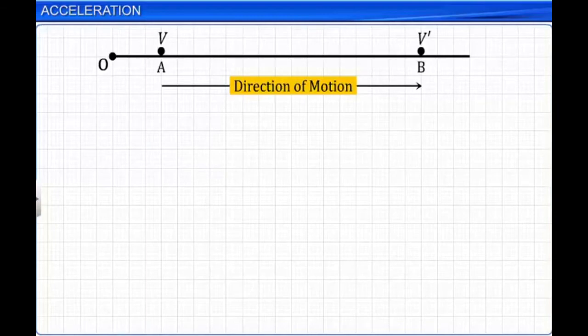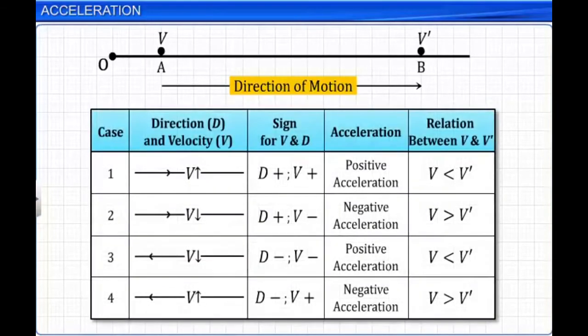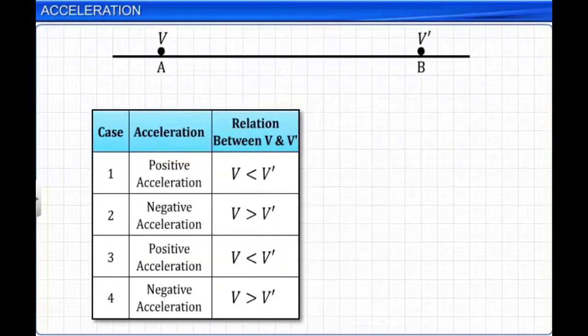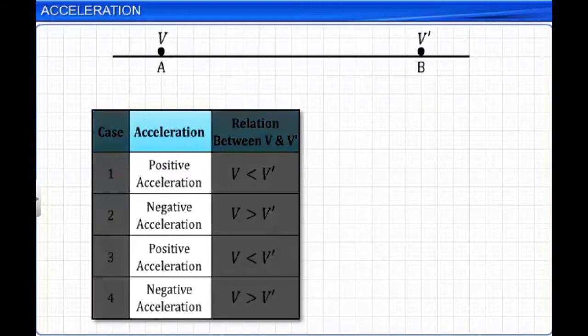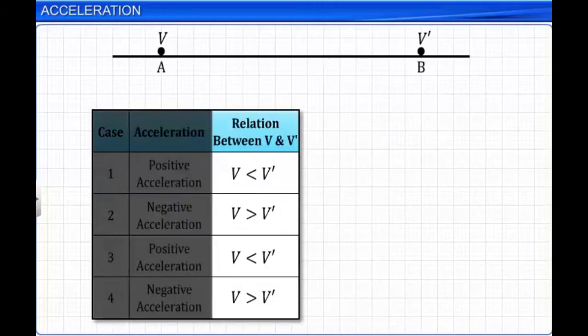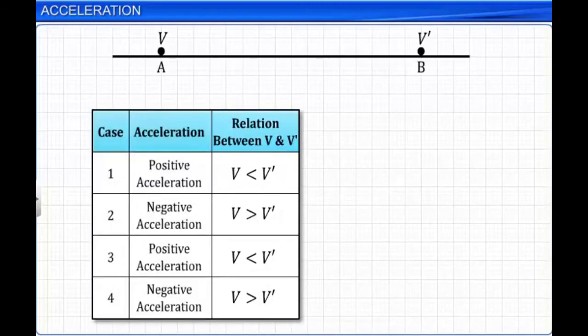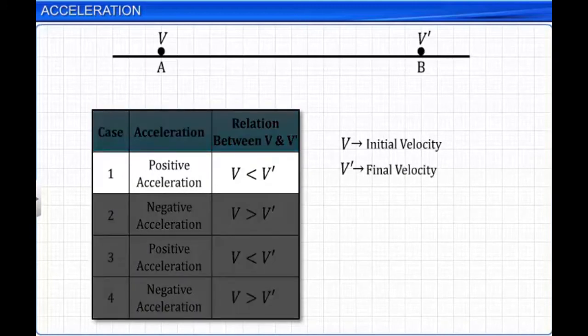If the origin and direction of motion are discarded, we are left with the type of acceleration and the relation between the velocities at 2 points. If V and V' are taken as the initial and final velocities in any given problem, then if V is less than V', then acceleration is positive, else negative.